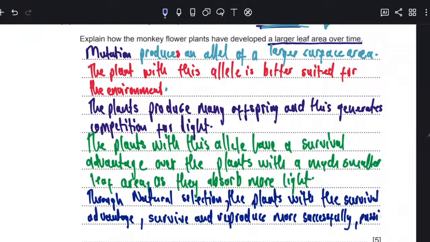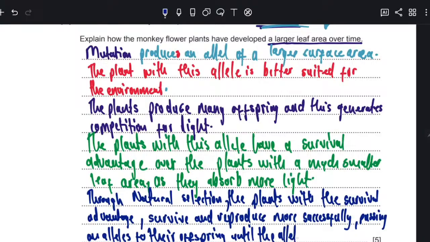I was about to forget this other. Passing on aloes to their offspring. Until the aloe is more common. Okay? Until the aloe is more common in the population. Sorry, I did not finish in the allocated space. Until the aloe is more common in the population. Stuff like that. Anyway, I know that I'm writing things that you know.